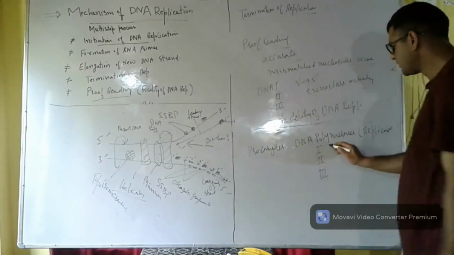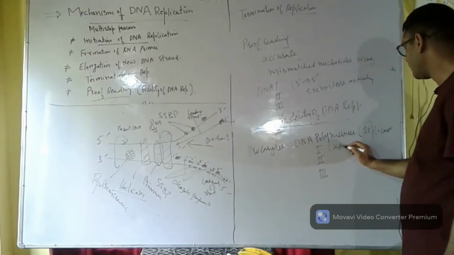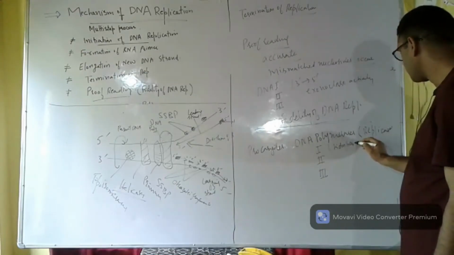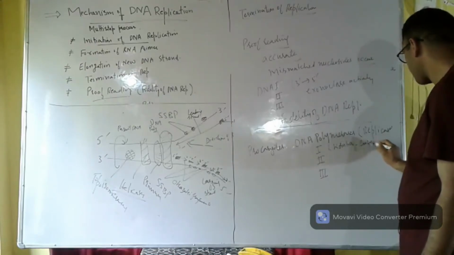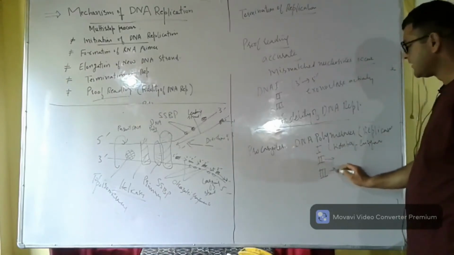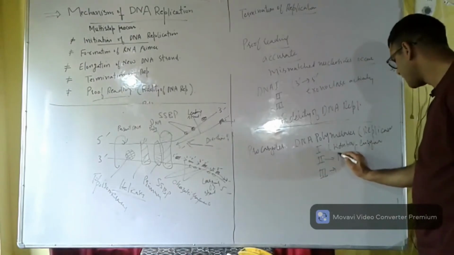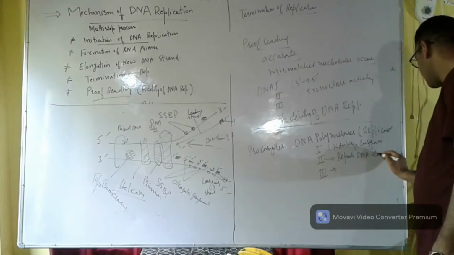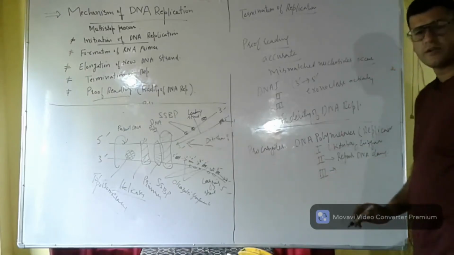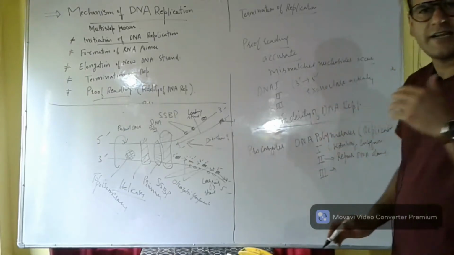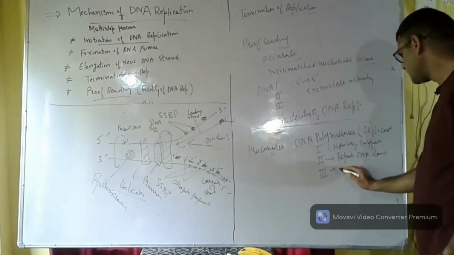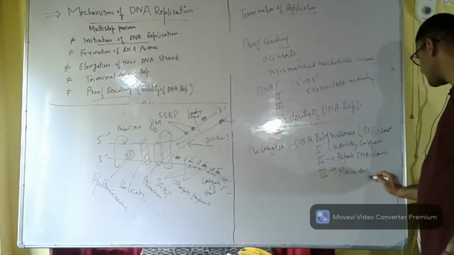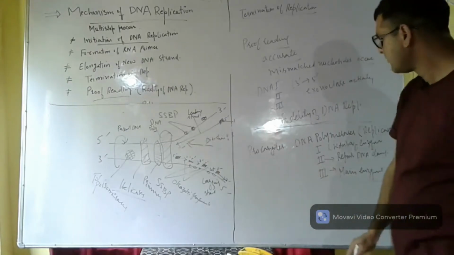DNA polymerase I is called the Kornberg enzyme. It was asked in examination. DNA polymerase II repairs DNA damage. And DNA polymerase III is the main enzyme of DNA replication in the case of prokaryotes.